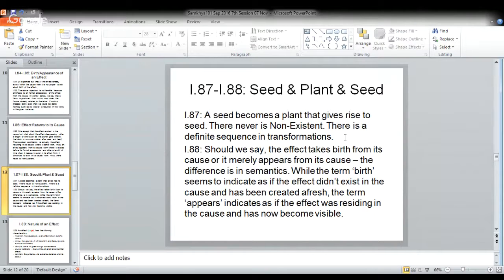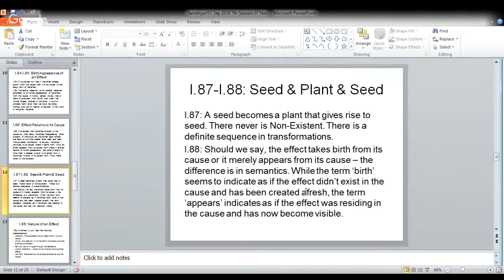We see everything. Whether it is water, it becomes water vapor, becomes clouds. Everything is cyclic. So this is what is pointed out by Kapil at this stage. Then 1.88 saying, Utpattivat va adosha. Should we say the effect takes birth from its cause or it merely appears from its cause? The difference is in semantics.